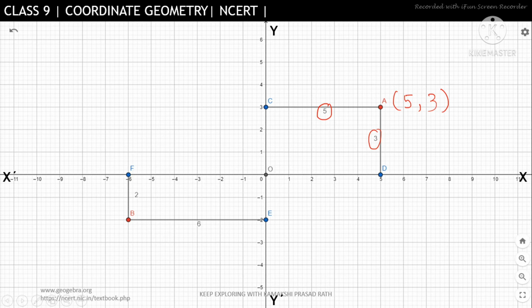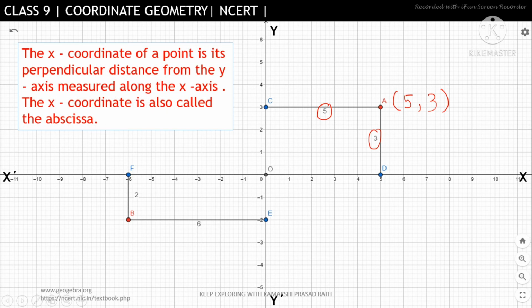Now we see that the x coordinate of the point is its perpendicular distance from the y-axis measured along the x-axis. So here which will be the x coordinate? Here 5 is the x coordinate of the point, because 5 is the perpendicular distance from the y-axis measured along the x-axis. Along the x-axis we are measuring. What is the distance? 5 units. Hence 5 is the x coordinate.